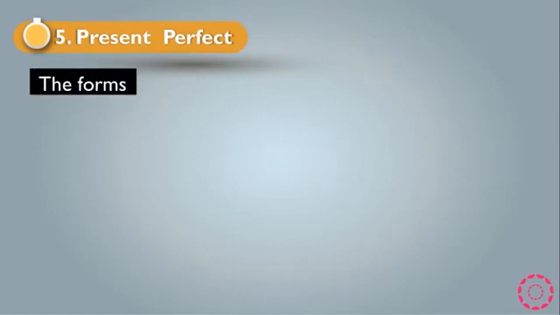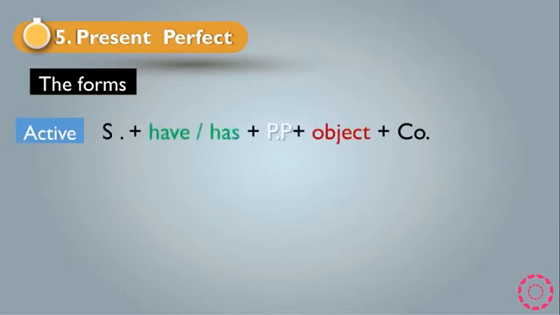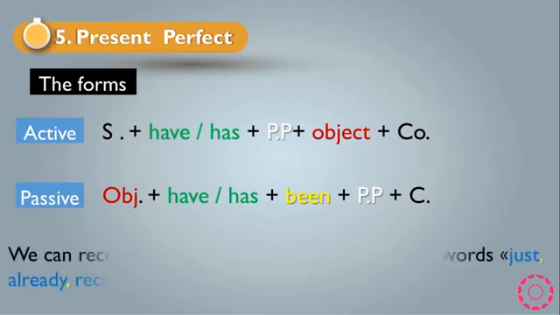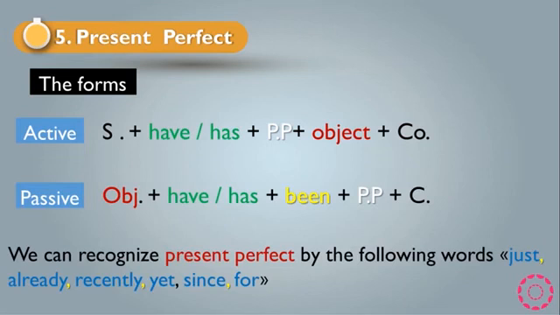The general rule of present perfect is subject plus have or has plus past participle plus object plus complement. The form of passive in present perfect is object plus have or has, plus been, so we add been after have and has, plus past participle plus complement. We recognize present perfect by words like just, already, recently, yet, since, or for.